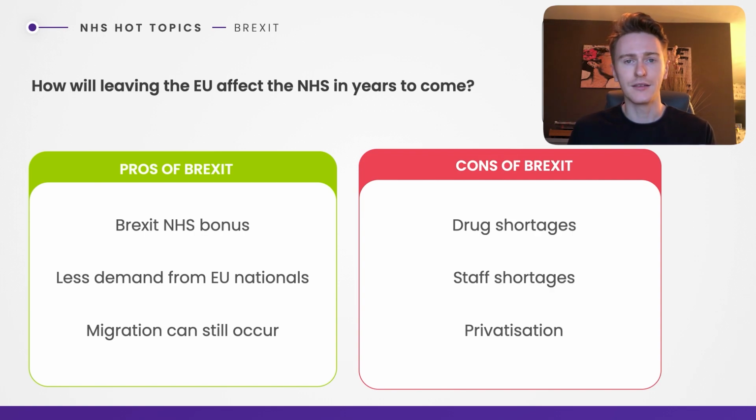On the con side of things, you've got a potential lot of shortages. So drug shortages kind of feed into that argument that we were having about the pharmaceutical companies. They're multinational companies, and actually without that frictionless trade, we might end up with shortages or trouble accessing certain drugs. Second, and arguably more important, is the staff shortages. Remember that 60,000 EU nationals work within the NHS, and actually without them, we simply can't function. So staff shortages are a major issue.